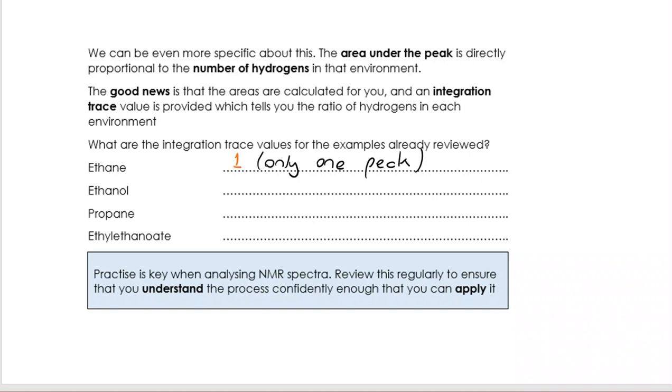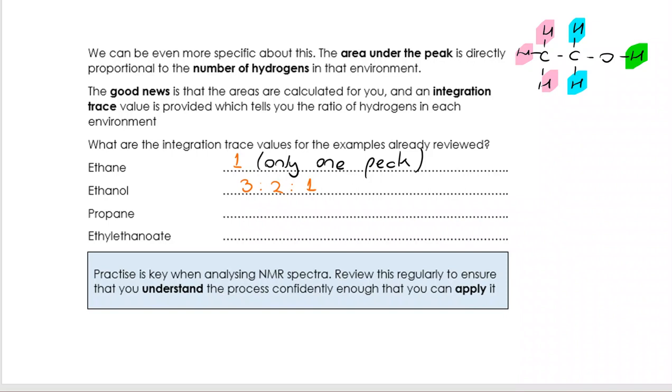Well, let's start with ethane. Ethane's only got one peak, so it's not really a ratio, it's one peak. But if I move on to ethanol, if I draw that out, remember that we have got 3 peaks. We've got 3 hydrogens in one environment, 2 in another, and 1 in another. So the integration trace values would be in the ratio 3 to 2 to 1. Now, they might not be given as 3 to 2 to 1. They might give you 0.6, 0.4, 0.2. Or 0.09, 0.06, 0.03. It's the ratio that's key.